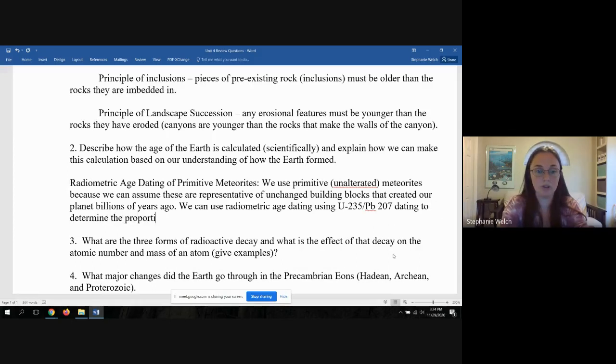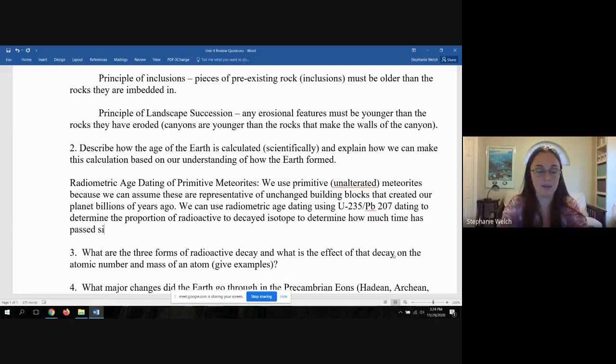A proportion of radioactive to decayed isotope to determine how much time has passed since that meteorite formed, and therefore the age of the Earth.